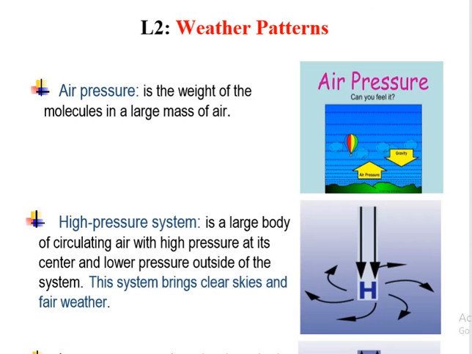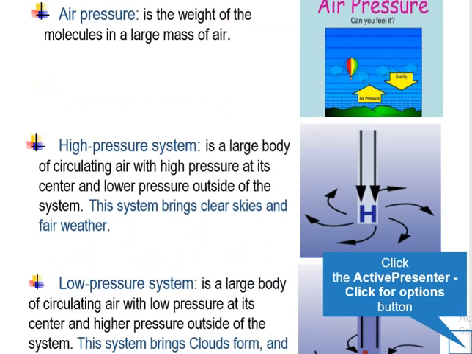Our second lesson will be weather patterns. As we know, air is composed of molecules that are in continuous movement, so air pressure is the weight of the molecules. We have two types of air pressure. The first type will be high pressure system. It contains a large number of molecules, so we can define it as a large body of circulating air with high pressure at its center and low pressure outside it. We can predict the weather. It will be fair weather with clear skies.